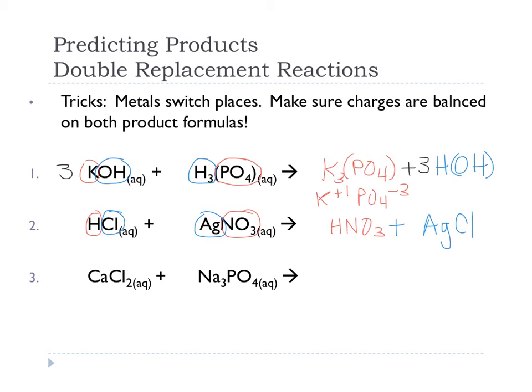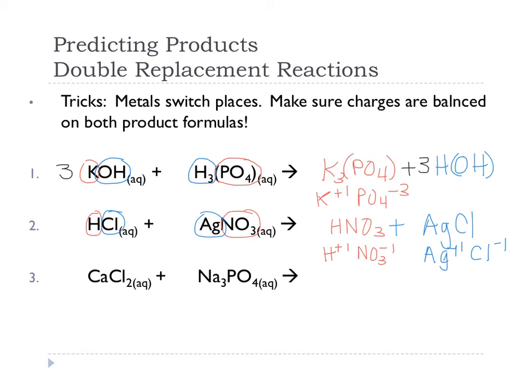I need to check the charges to make sure that my formulas are correct. Hydrogen has a +1 charge. Nitrate, NO3, has a -1 charge. So that formula HNO3 is correct because the total charge is 0. Silver has a +1 charge. Chlorine has a -1 charge, so AgCl is also the correct formula. And actually this one turns out that with all 1s as coefficients, it will be balanced as it is.